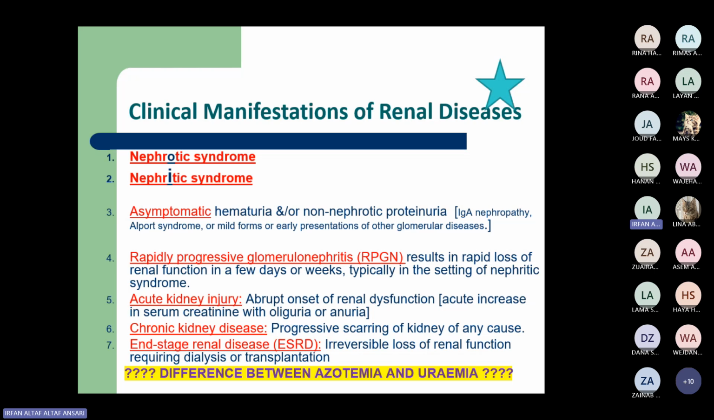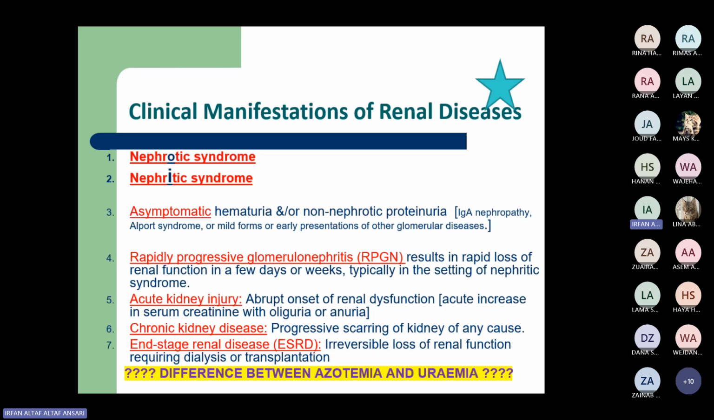Then you have acute kidney injury, which we also call acute renal failure, where there is an abrupt onset of renal dysfunction. It is characterized by an increase in serum creatinine with oliguria. Oliguria means decreased urine output of less than 500 ml per day, and anuria is a further decrease in urine output. Some books say less than 300, some say less than 200 ml per 24 hours.